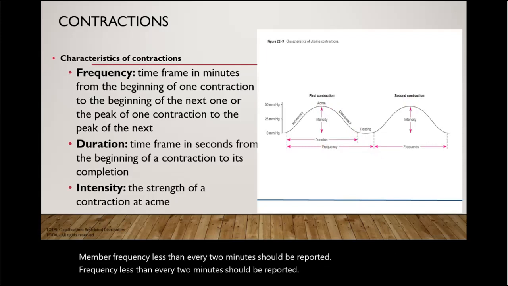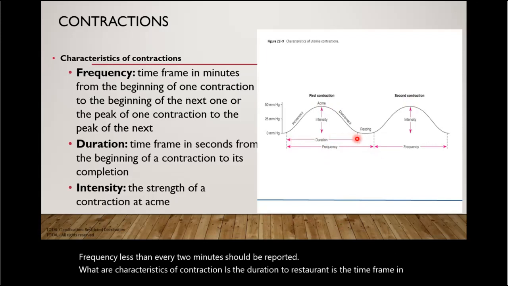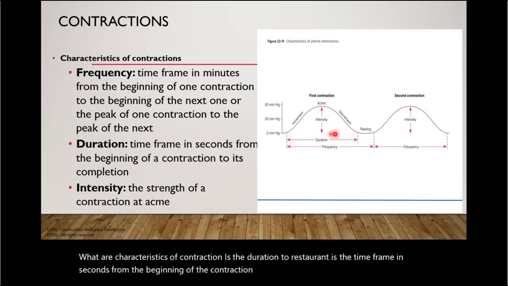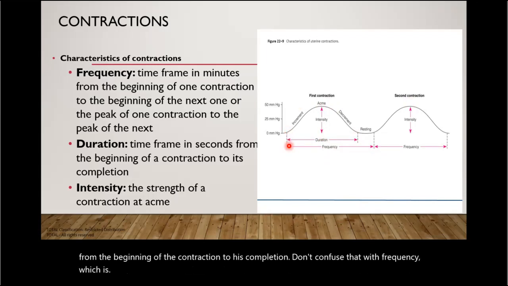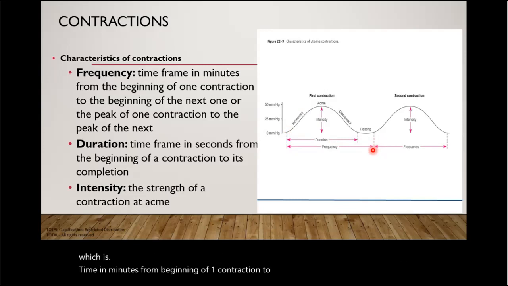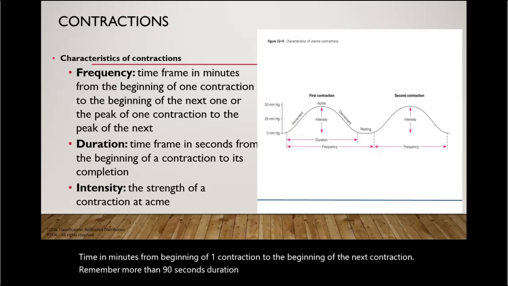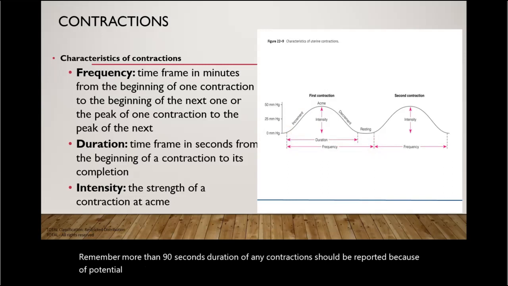Another characteristic of contraction is the duration. Duration is a time frame in seconds from the beginning of a contraction to its completion. So this is our duration, from the beginning of a contraction to its completion. Don't confuse that with frequency, which is time in minutes from the beginning of one contraction to the beginning of the next contraction. Remember, more than 90 seconds duration of any contraction should be reported because of potential risks of uterine rupture or fetal distress.